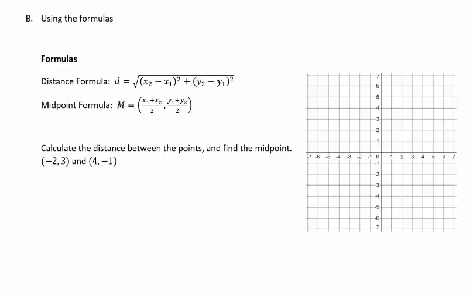We're also going to take a look at some important formulas in this section. And the first one is the distance formula, which says if you are given 2 points in the coordinate plane of the form x1, y1 and x2, y2, then you can find the distance between them using this formula. It's the square root of the quantity x2 minus x1 squared, plus the quantity y2 minus y1 squared.